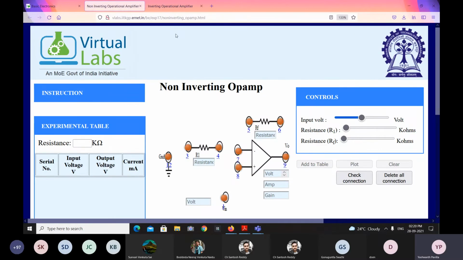Then we'll go to non-inverting. You can see the non-inverting amplifier, right? We have to connect it in a similar fashion. Check the connection. It is the right connection, and then similarly set. Now I'm getting the input voltage, add it to the table.